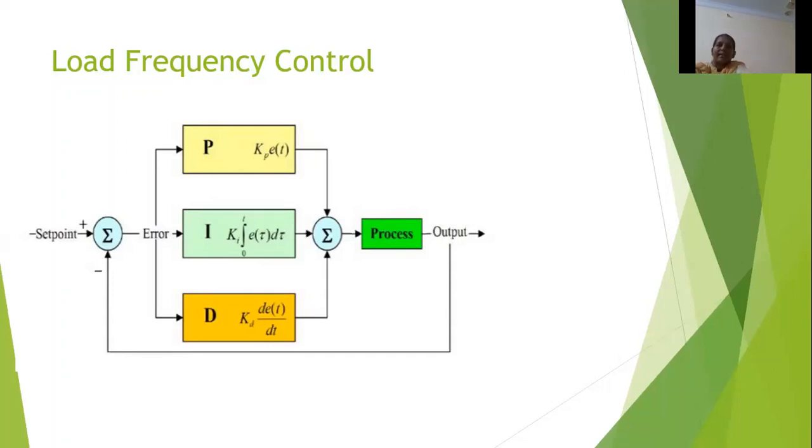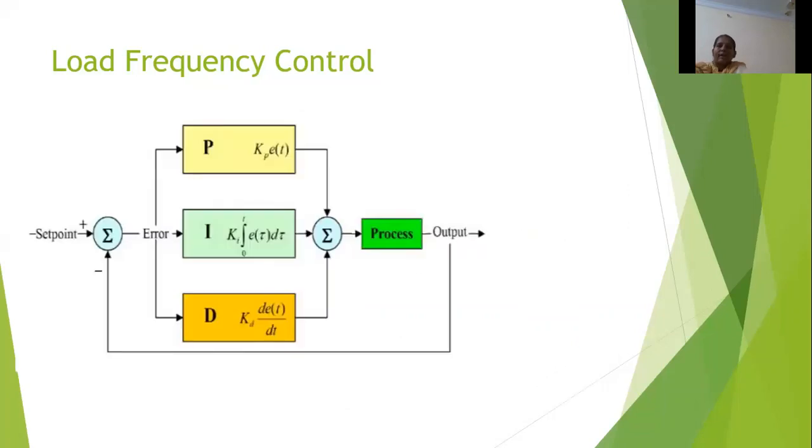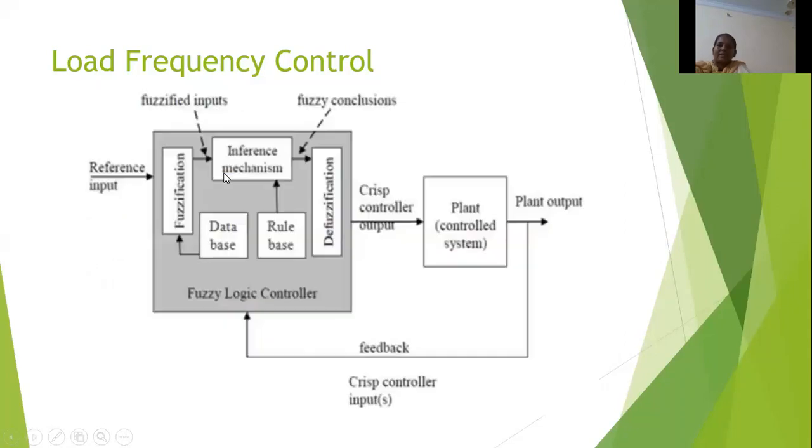So same action can be implemented with the help of a fuzzy logic controller. So in place of PID controller, the process will be same. You require a controlled output. The set points also will be same. Only the controller, PID controller, is replaced with fuzzy logic controller.